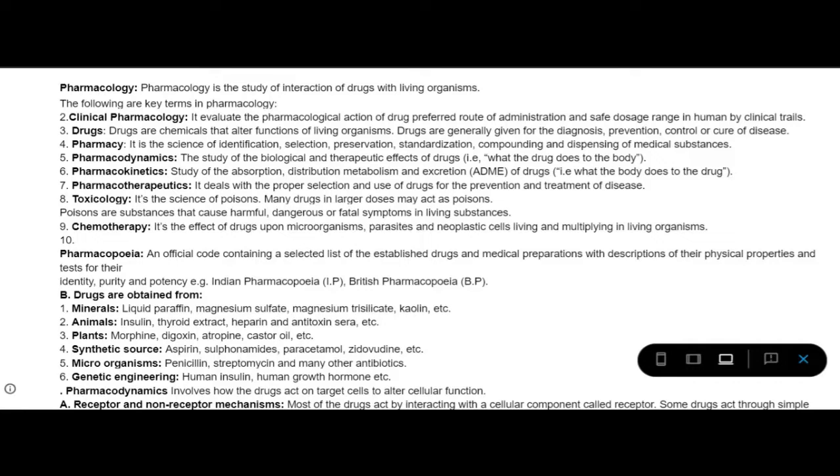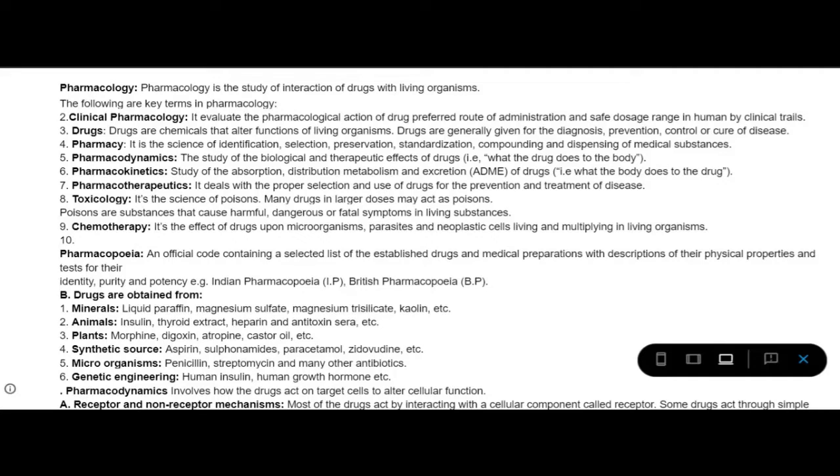What's a drug? Remember, we defined pharmacology as the study of interaction of drugs with living organisms. So what's a drug? Drugs are chemicals that alter functions of living organisms. Drugs are generally given for diagnosis, to prevent or control disease. That's why we give drugs.